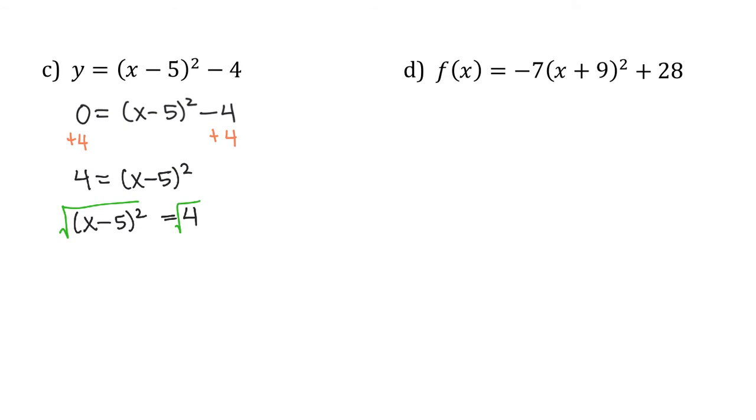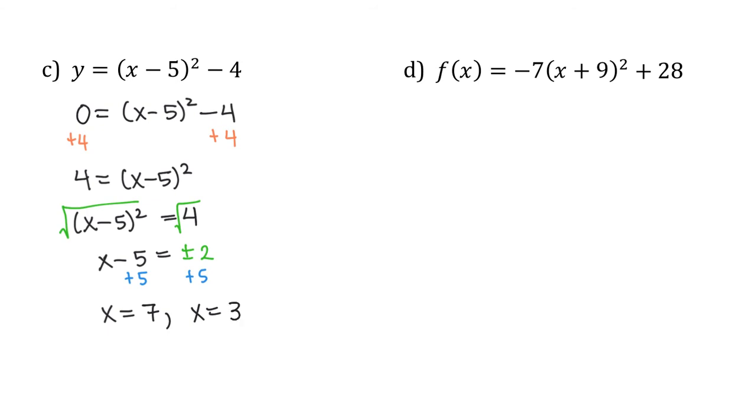I could have done that on the previous step. There's no reason I couldn't have. The square root of 4 is 2, but because it's quadratic, I'm going to say plus and minus 2 because I should get 2 answers. I'm going to go ahead and add 5. So I get x equals, so one of my answers is positive 2 plus 5, which is 7. And then my second answer is negative 2 plus 5, which is 3.